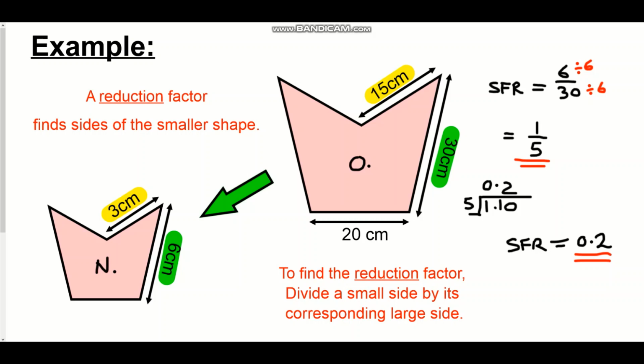Okay, so the process that you go through to find a scale factor enlargement or a scale factor reduction is take a side from your transformed shape and divide it by a side that corresponds from your original shape.